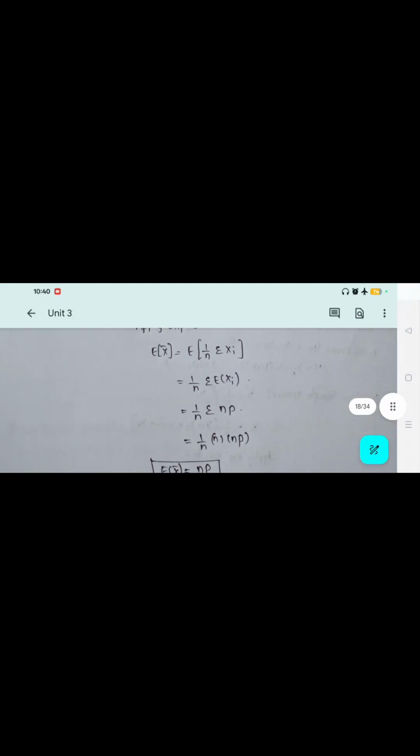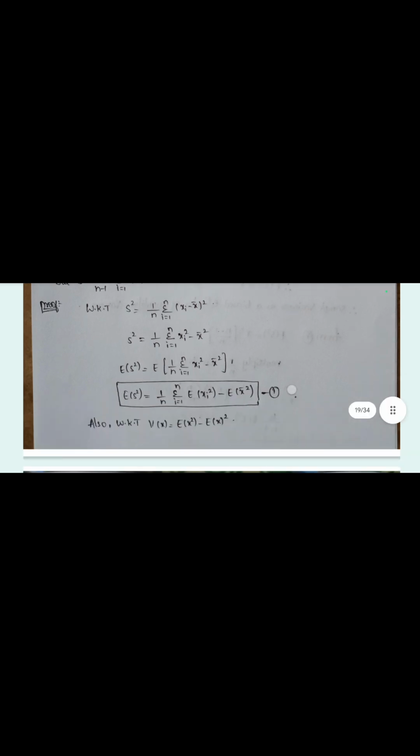Similarly you can apply it for the binomial distribution. Here xi follows binomial. X bar is an unbiased estimator of the population mean np. Same derivation, same calculation. You have the x bar formula; if you apply the expected value, expected value of x bar equals expected value of 1 by n summation xi. The summation is not applied to the constant, so putting 1 divided by n outside, the summation remains the same and the expected value will be applied to xi.